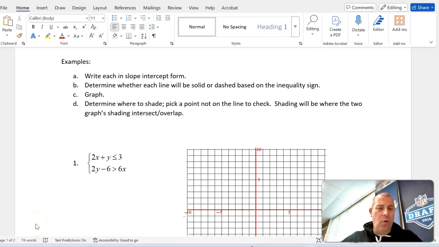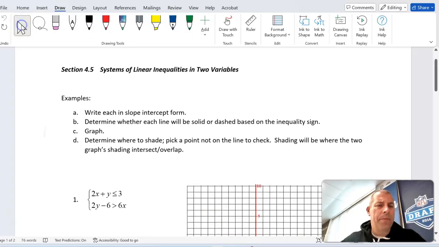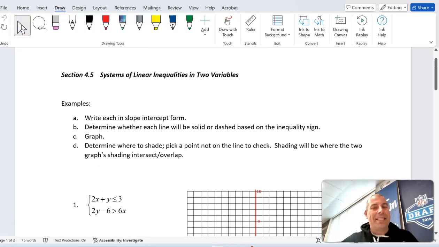Okay, so we don't have the title that's there. Hold on a second. We are in lesson number 5, systems of linear equations in two variables.